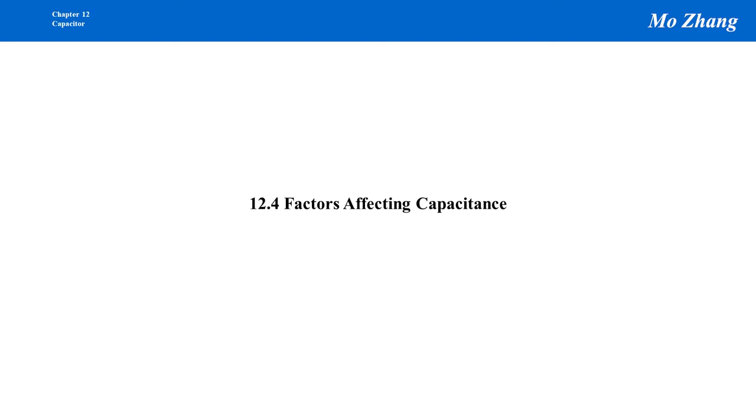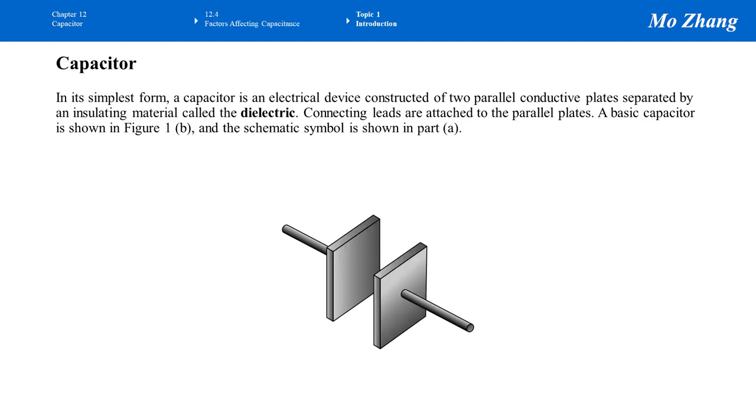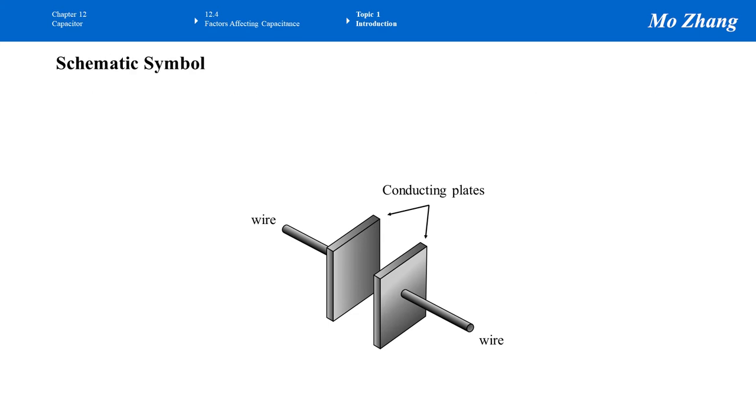Section 12.4, the factors affecting capacitance. So let's look at this simplest capacitor again. As you can see, there are two plates of this capacitor. To maximize the capacitance, we put these plates in parallel. The two plates are conductors, and then each plate connects to a wire.